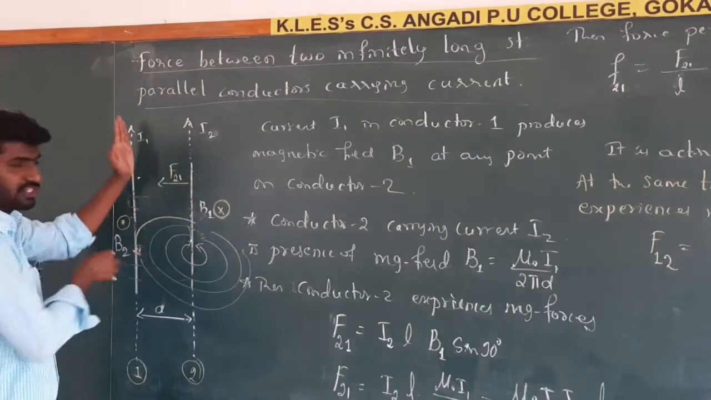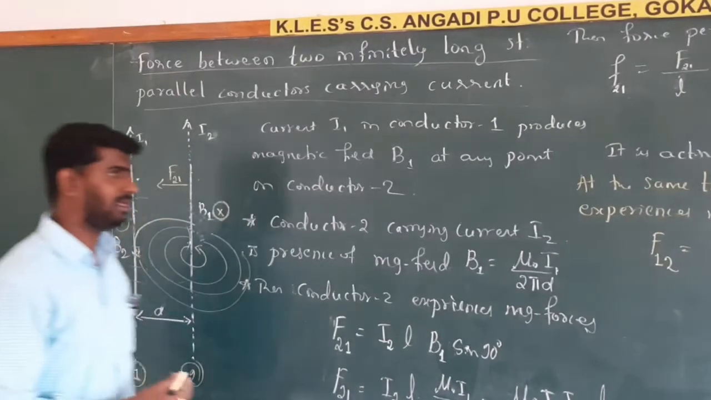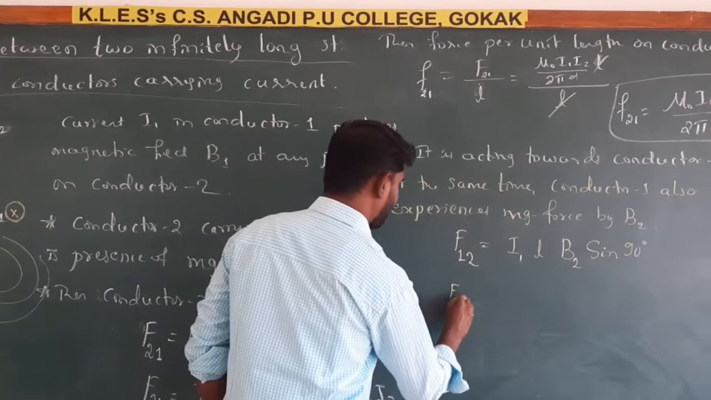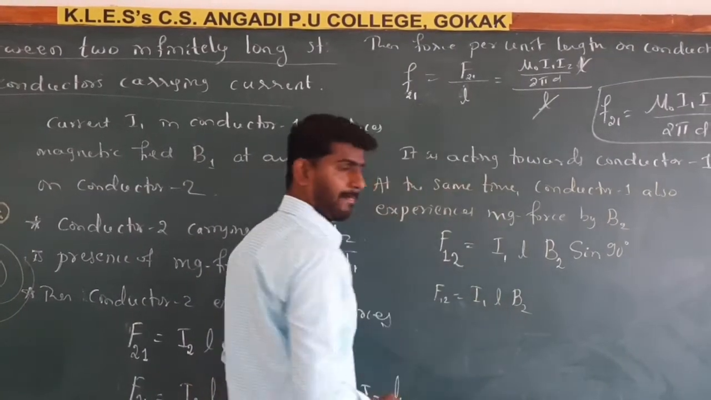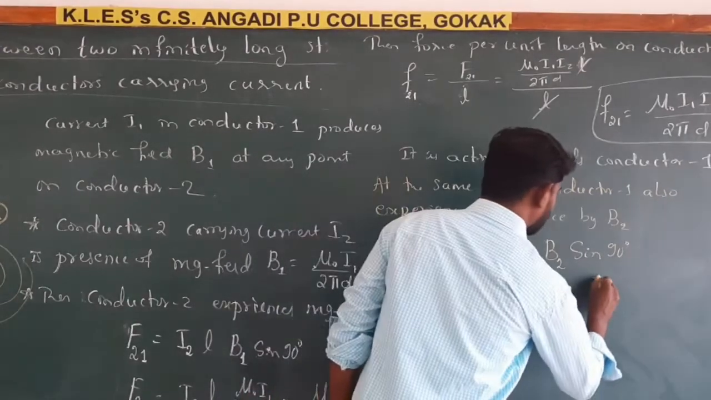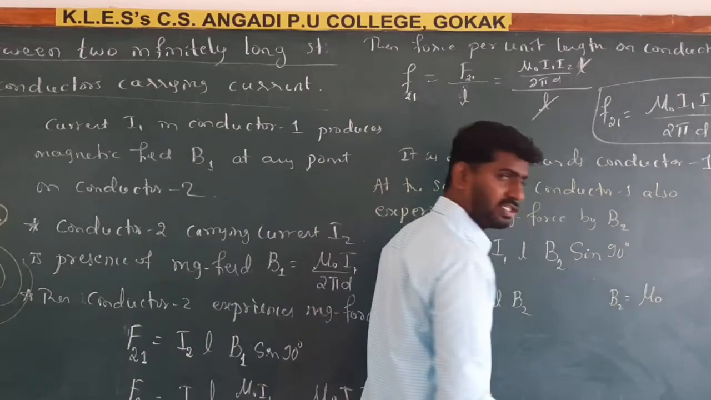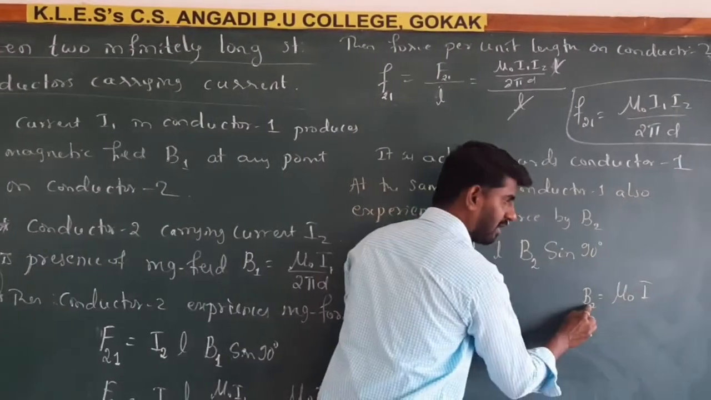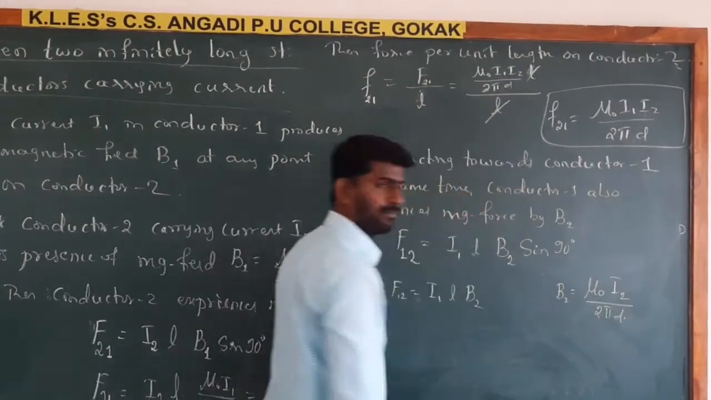So what is the angle between the two? It is outward, it is upward. So this is 90 degrees. So again this is sine of 90. Okay, so F12 is equal to I1 L into B2. What's the B2? B2 is the magnetic field due to the second conductor. So this value is mu naught into current, whichever current gives the magnetic field, I2, divided by distance, 2 pi d.